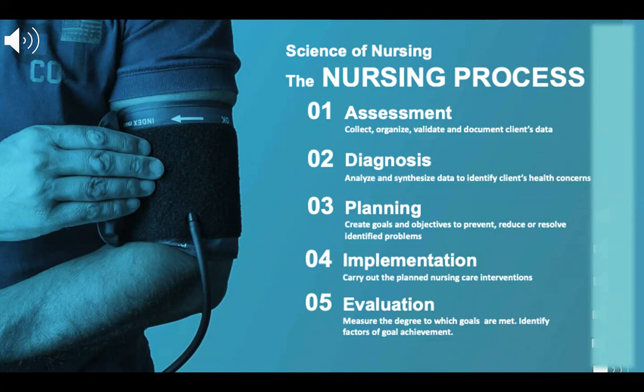The fourth step of the nursing process is implementation, where the nurse carries out the planned interventions to meet the goals and objectives, and eventually to prevent, reduce, or resolve the nursing problems that we have identified. And the last step is evaluation, which allows the nurse to measure the degree to which goals are met and also to determine the factors that contribute to goal attainment. All right.